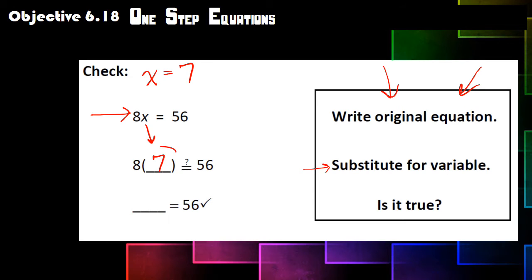So let's perform 8 times 7. 8 times 7, using our math facts, is 56. And just like that, we can check that off, knowing that 56 is equal to 56. We need to figure out, is this true? So you need to be able to check your own work to make sure that you perform this one-step equation properly.